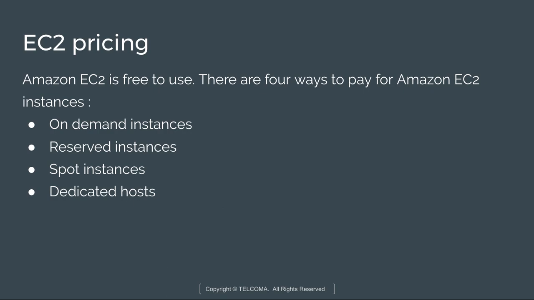Amazon EC2 is free to use. There are four ways to pay for EC2 instances. We have on-demand instances, reserved instances, and spot instances. With on-demand instances, you only pay for the EC2 instance that you use. The use of on-demand instances frees you from the cost and complexity of planning, purchasing, and maintaining hardware, and transforms your commonly large fixed cost into a smaller variable cost. That means you have a very small variable cost of using these on-demand instances.